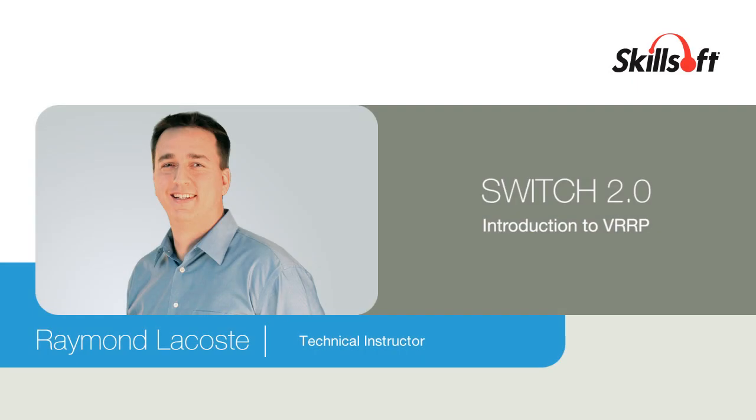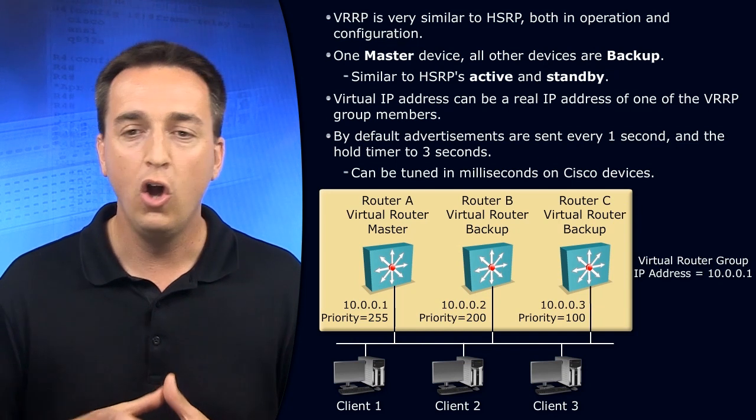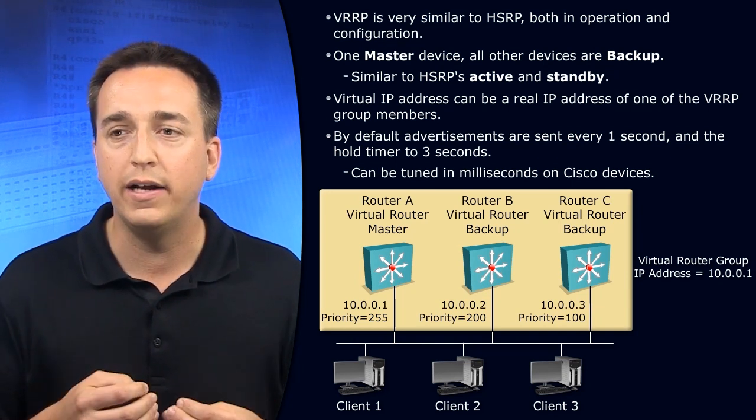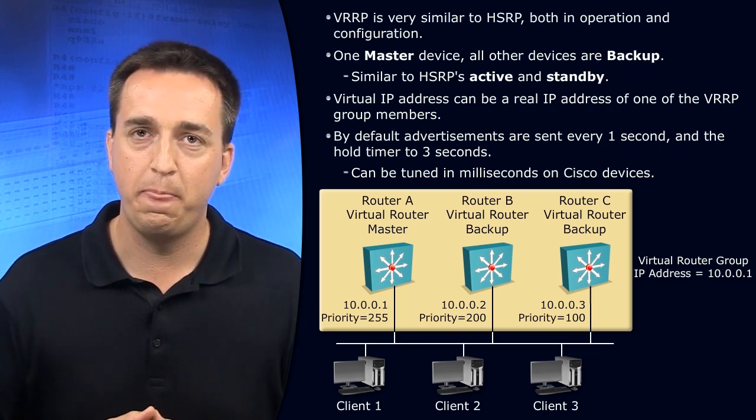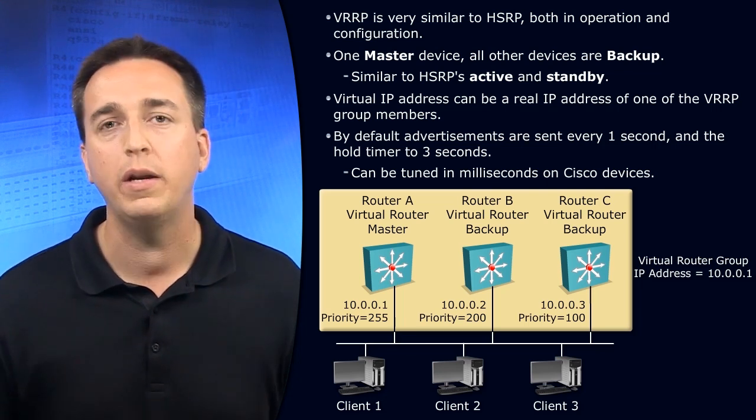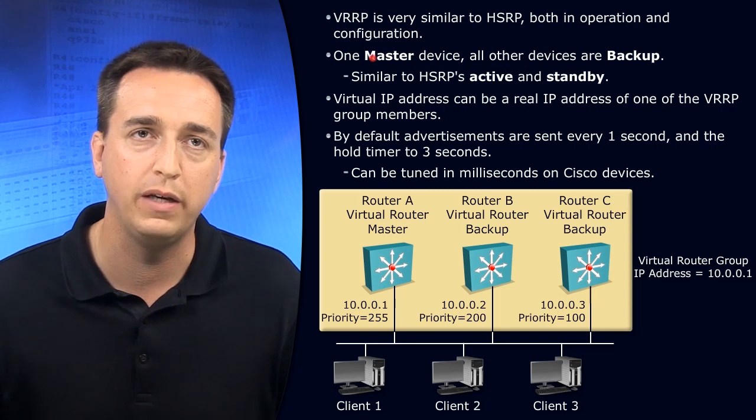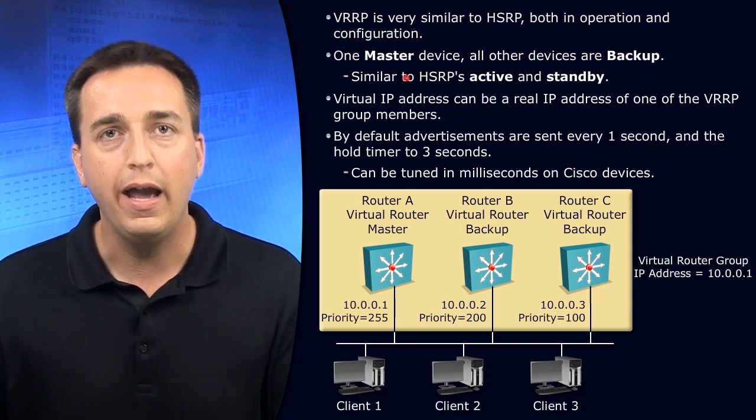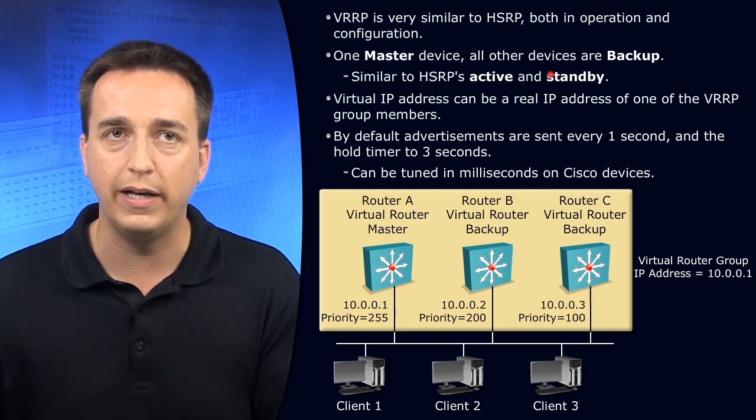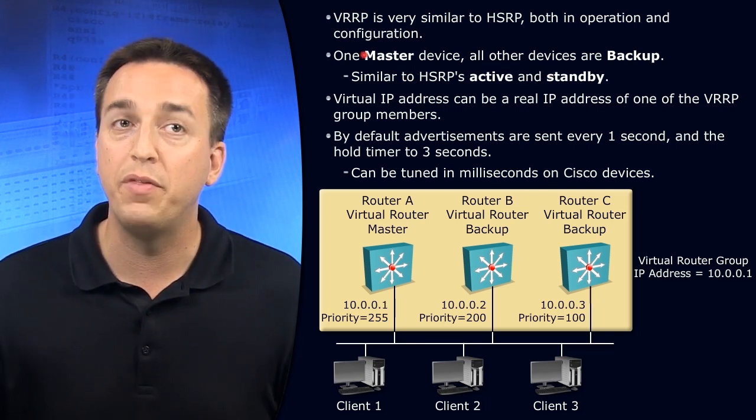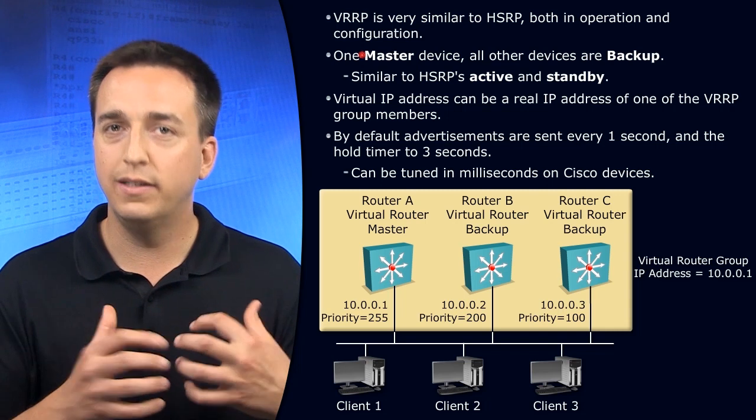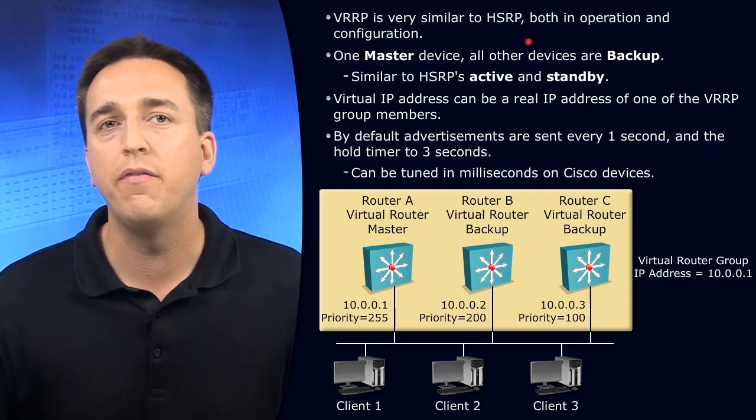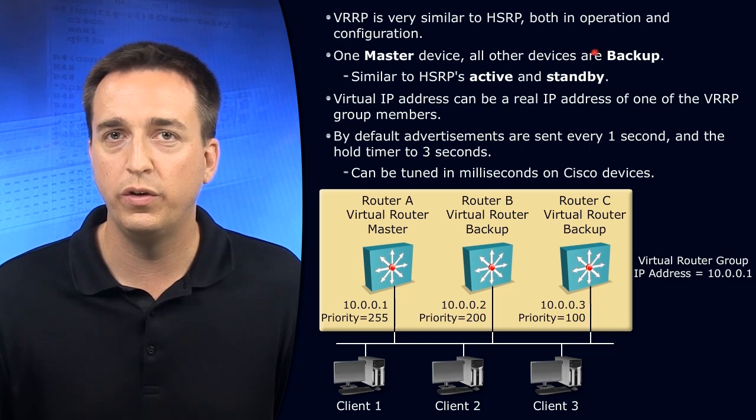VRRP is extremely similar to HSRP, both in the configuration as well as how it operates. But terminology is quite a bit different when we're dealing with VRRP. For example, with HSRP, we had the active forwarder and then the standby device. With VRRP, we have the master, which is the same as HSRP's active forwarder, and we have backup devices within the group.